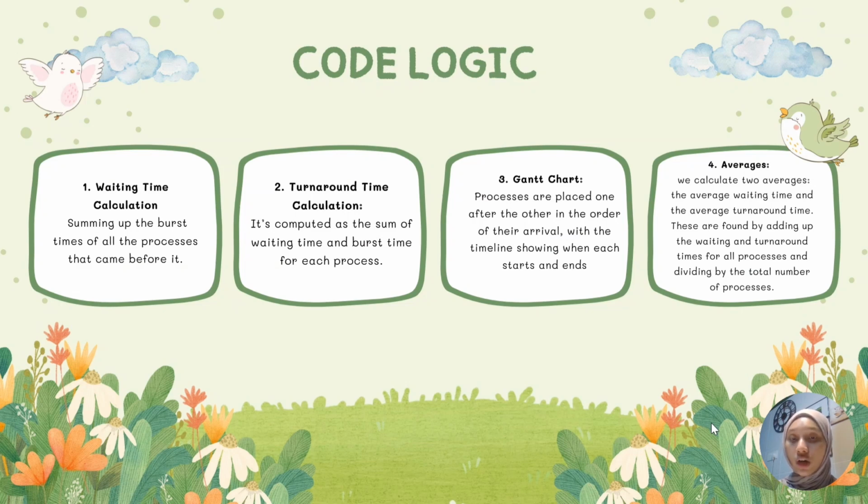Third, Gantt chart. The Gantt chart visually represents how the processes are executed. Processes are placed one after the other in the order of their arrival, with the timeline showing when each starts and ends. Fourth, averages. To evaluate the efficiency of FCFS, we calculate two averages, the average waiting time and the average turnaround time. These are found by adding up the waiting and turnaround times for all processes and dividing by the total number of processes.